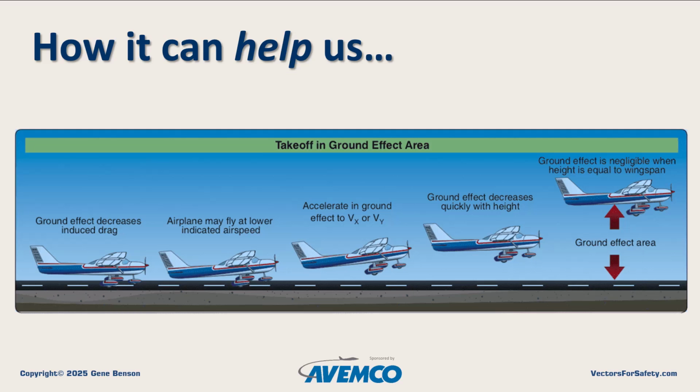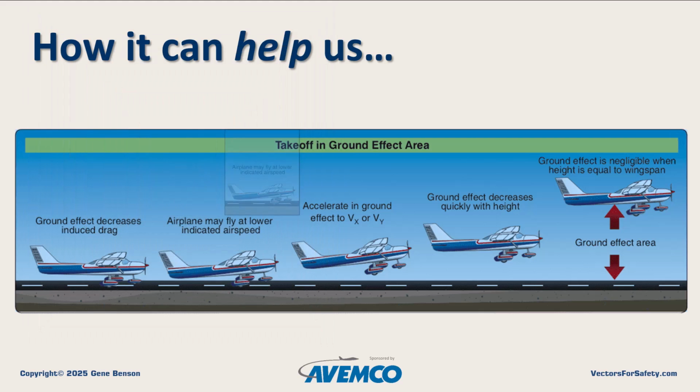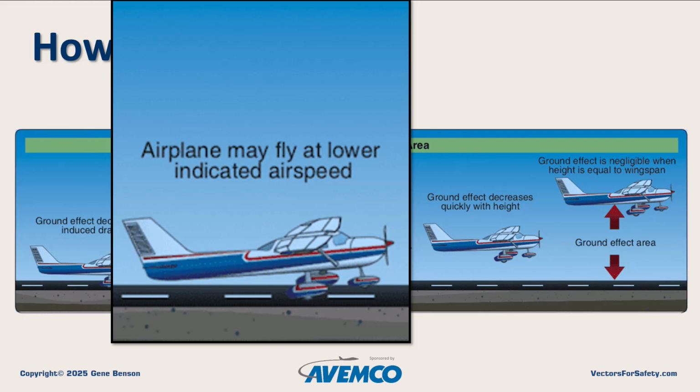This graphic from the FAA, which illustrates how ground effect can be used to the pilot's advantage during a takeoff, shows us various steps. Let's look at those stages individually. We know that ground effect will decrease our induced drag as we begin the takeoff roll. We note that as we accelerate, the airplane may fly at a lower indicated airspeed.